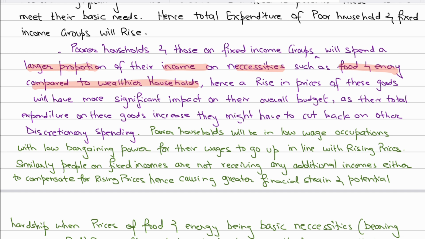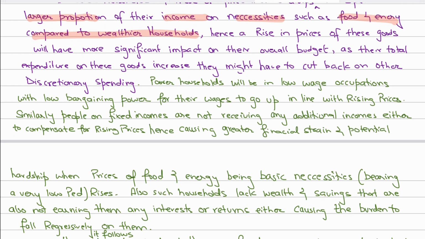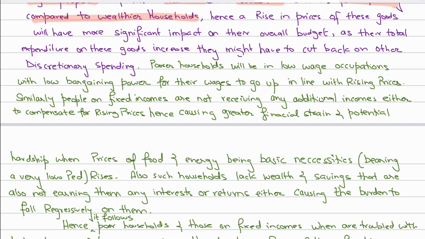And similarly, also talk about people with fixed incomes. Similarly, people on fixed incomes are not receiving any additional income support either to compensate for rising prices, right? Hence, which is causing a greater financial burden and financial strain and potential hardships when prices of food and energy, being basic necessities, bearing a very low PD, are going up. And that's what you need to elaborate on. That is why I've elaborated on this point, right?